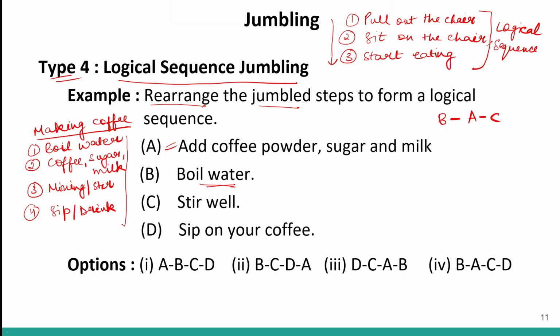So this is the logical sequence. I cannot deviate from it. This is the logical sequence. So the last statement will be D. B, A, C, D, which is option number 4. So option number 4 will be your correct order. Again, logical sequence means that we cannot do this thing in any other order. This is the final order. And this is how you solve questions for logical sequence jumbling. Okay.